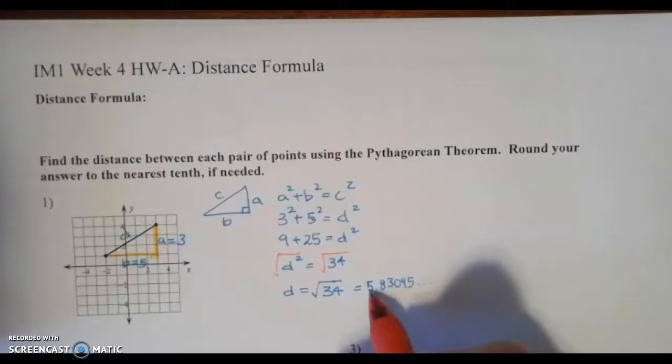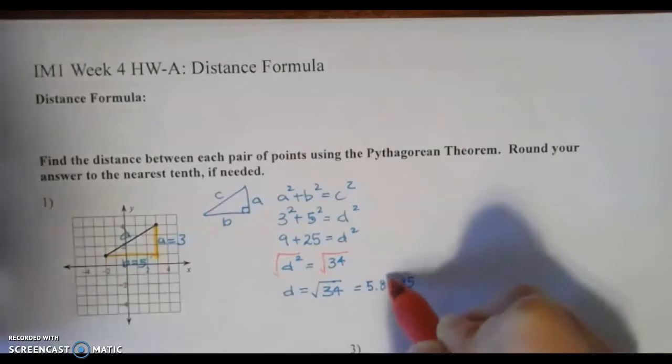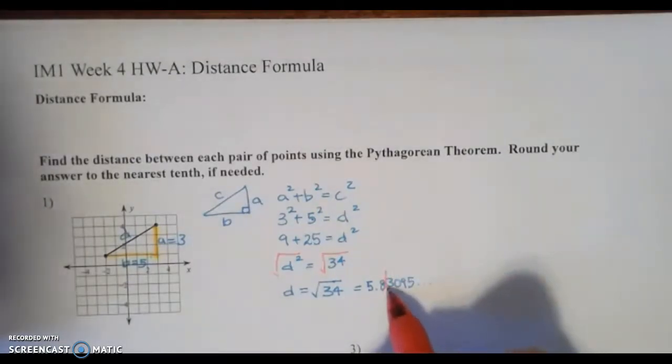Look at the digit. This is the ones digit, this is the 10th digit, this is the 100th digit, 1000th digit, and so on. That means we want it to the 10th digit, so we want to cut off the number here. But before we cut it off, we need to have a look at the next digit.